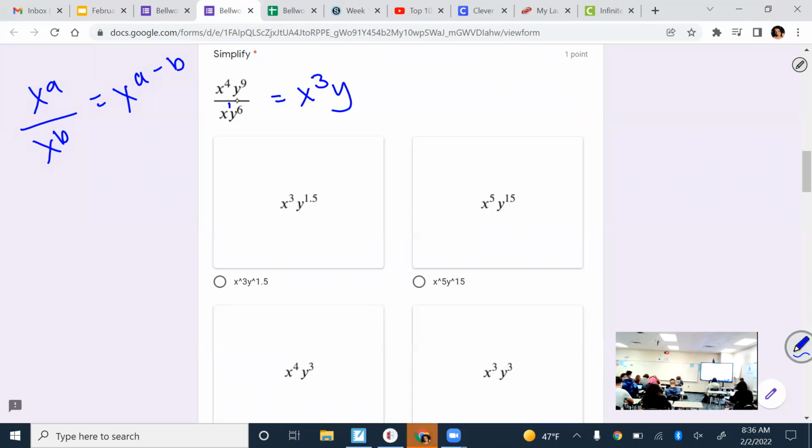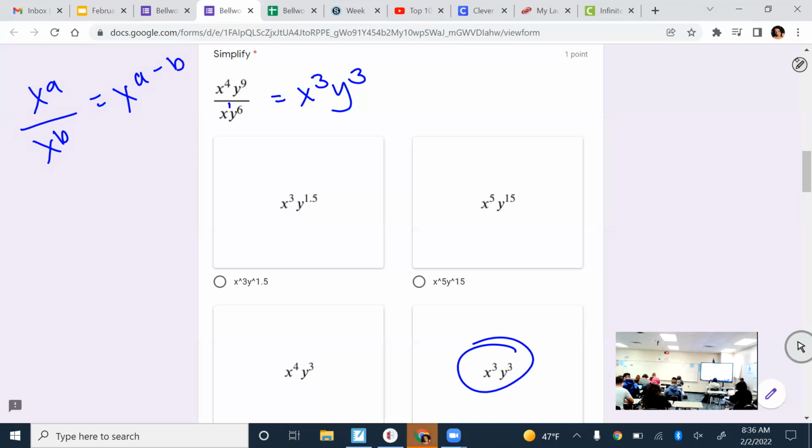So stuff that has the same base, you subtract the exponents. Y to the ninth over y to the sixth gives me y to the, what's 9 minus 6? So that is why this option was the one you should have picked. And it might be in a different order on your screen, but x cubed, y cubed. Good there?